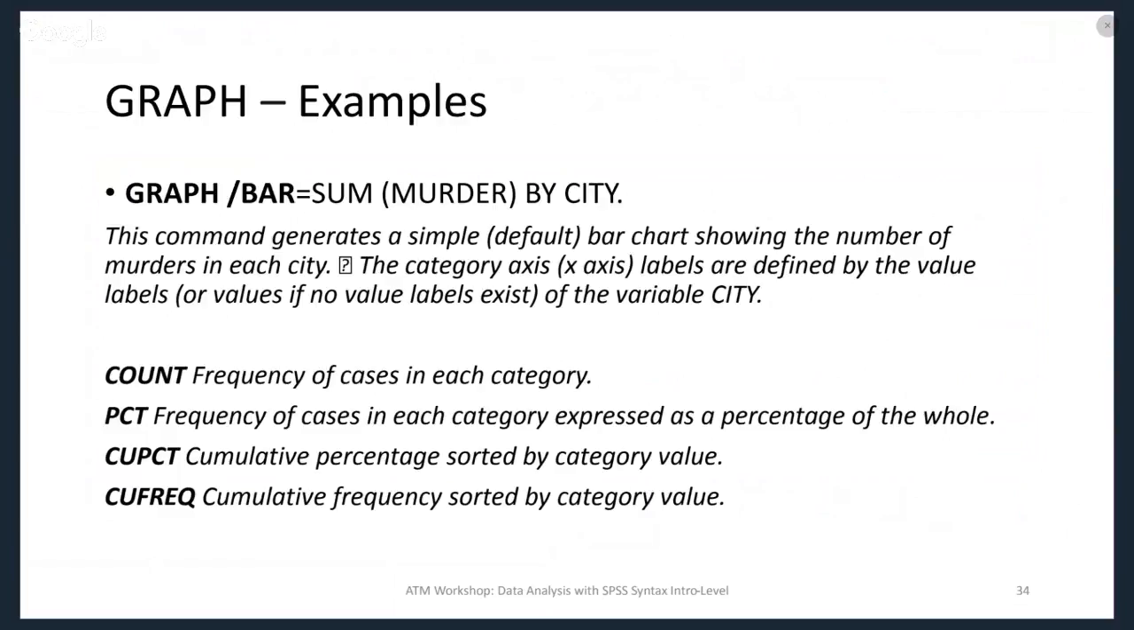And again, instead of sum, you can have a count. PCT means what? Percentage, right? CUPCT is cumulative percentage. And CUFREQ is cumulative frequencies, right? So you choose what value you're using in this graph, and then you can choose those options.